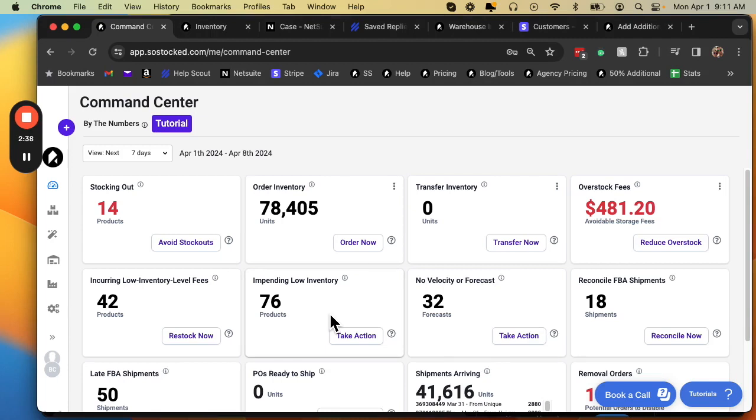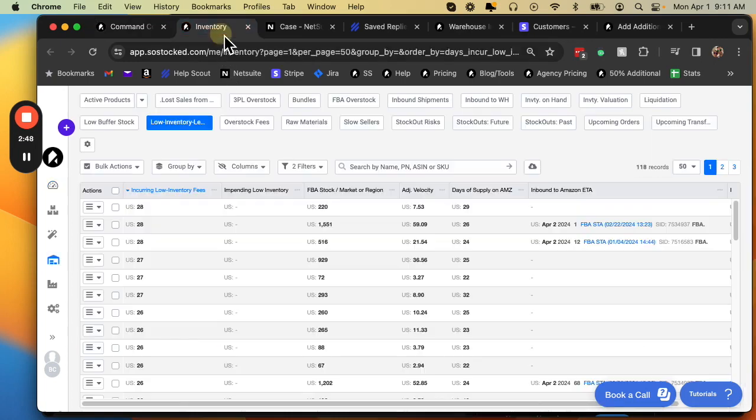So what we've done in SoStock is we've built two dashboards on your command center: incurring low inventory level fees and impending low inventory. Let's go take a look at this one. Now, I've turned off a couple of columns on this for privacy purposes, to not show the actual products. But normally there are additional columns in here that show the image of the product, the title, the ASIN, and the SKU. Let's just pretend those columns are turned on.